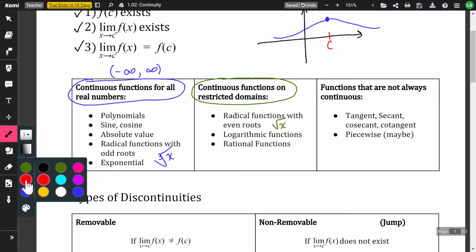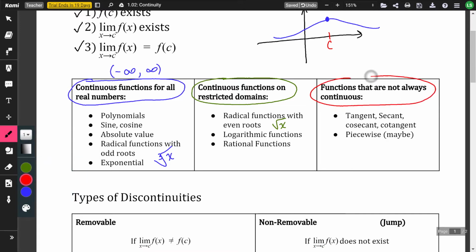The last category are functions that are not always going to be continuous. For these functions, you really have to be careful about what the domain is that you're working within in order to know if you're continuous or not. So they involve the graphs of tangent, secant, cosecant, and cotangent. All of those graphs involve an infinite number of vertical asymptotes. And so it's therefore really tough to define this as being continuous on a larger interval. So again, you'd have to pay attention to specifically which interval you're investigating with those.